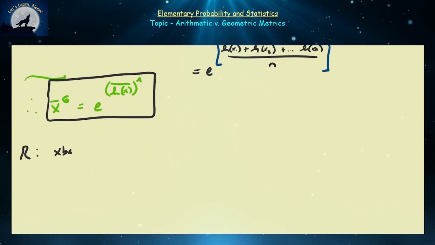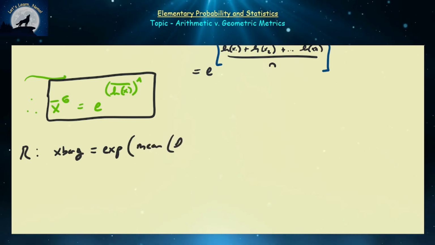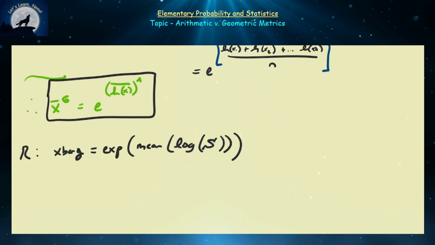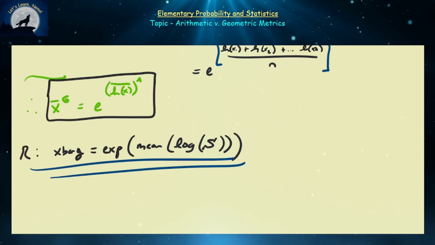So x bar g will just be equal to e to the power, which is exp, of the mean of the log of your sample data set values s, right? So x bar g, the geometric mean, is just e to the power of the mean of the log of the values. And that's a very, very beautiful connection. Now, would you ever use this in practice? Probably not, unless you're in theoretical mathematics. But this connection between them actually gives rise to a reasonable way to define geometric standard deviations, right? Now let's get into that.